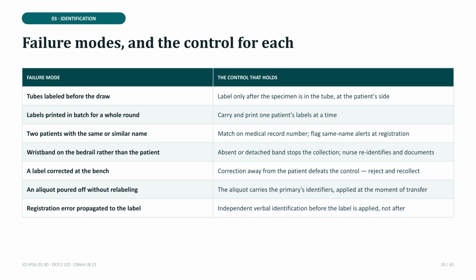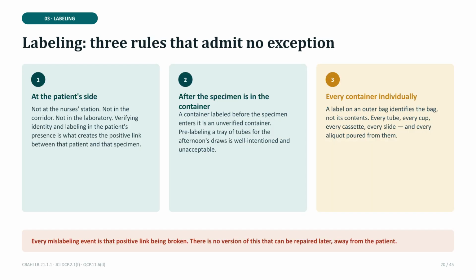We must address common failure modes, like pre-labeling tubes or batching labels. The control is simple. Integrate identity verification and labeling as part of the collection process, never as a separate or post hoc task. 3 rules of labeling are absolute. Label at the patient's side, label after the specimen is in the container, and label every container individually. Breaking these rules breaks the link to the patient.